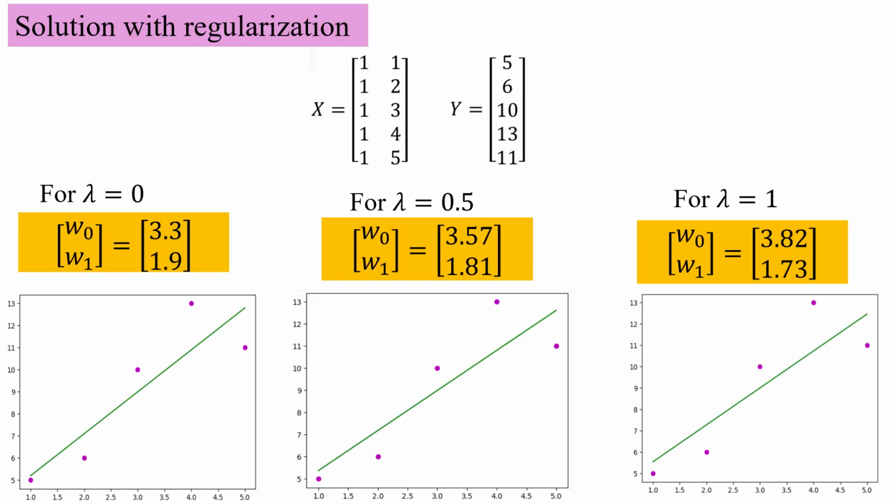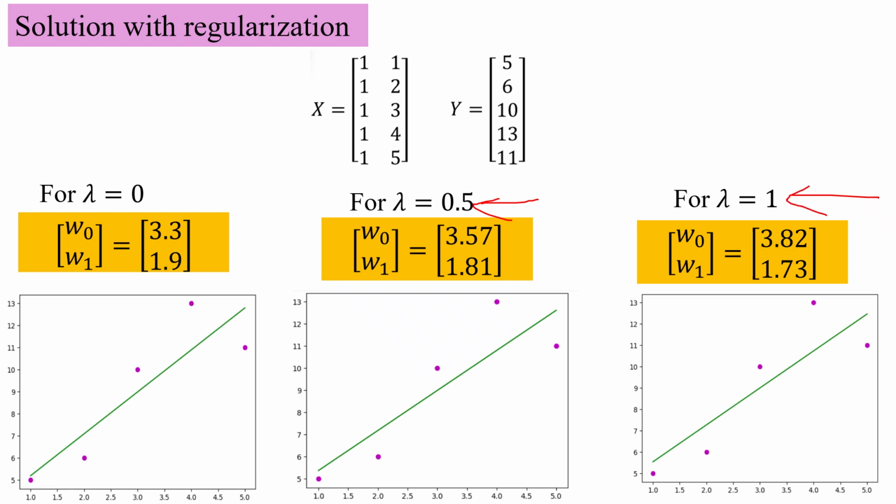Visualizing these solutions, we get these 3 lines. Even though visually it is difficult to differentiate, these are different lines corresponding to the W0 and W1. This is regularization we have applied using different values of the lambda parameter.